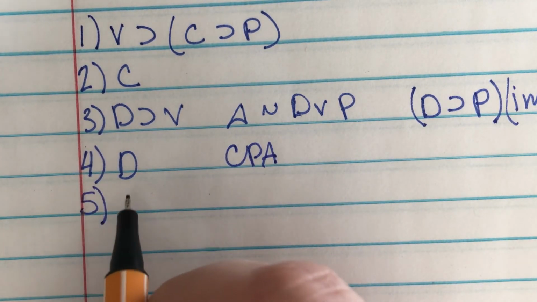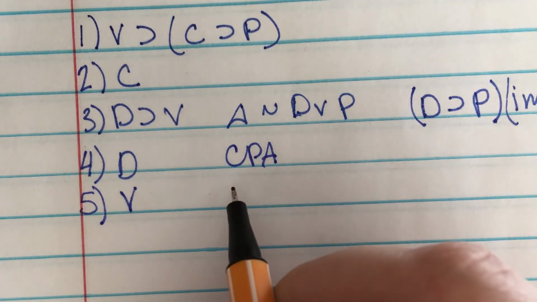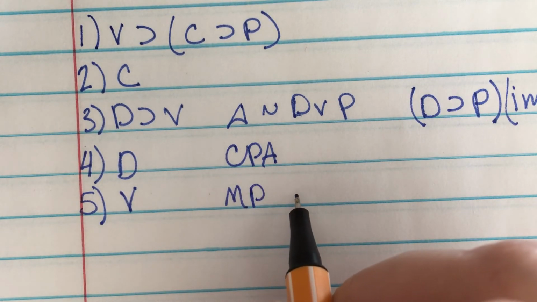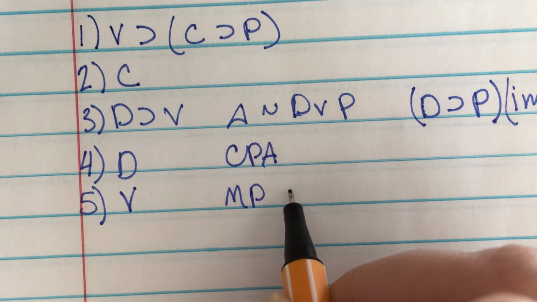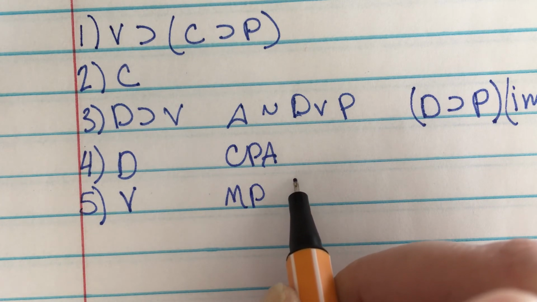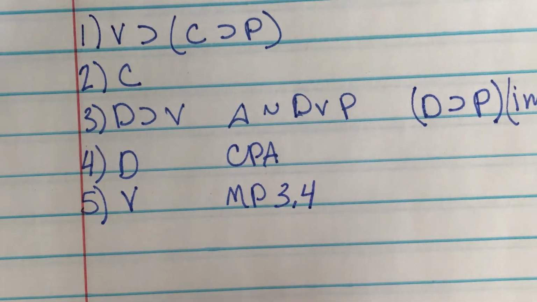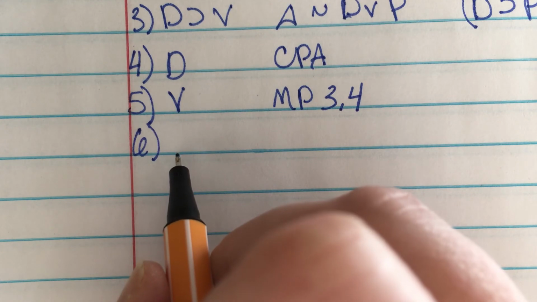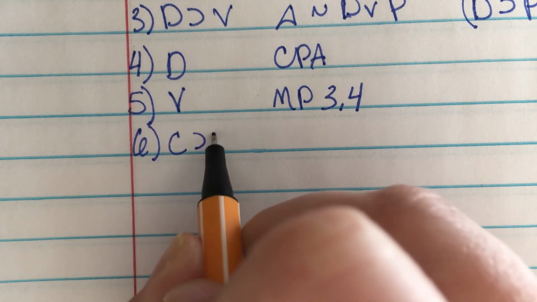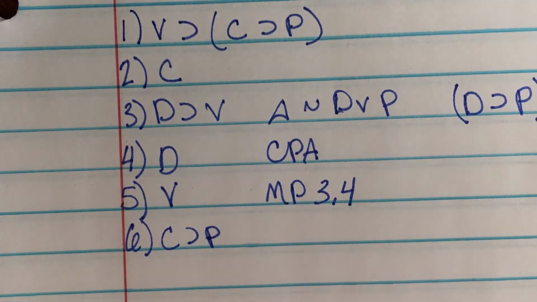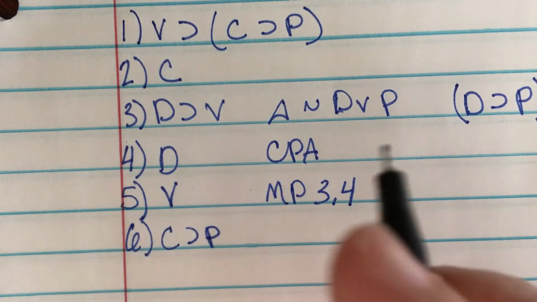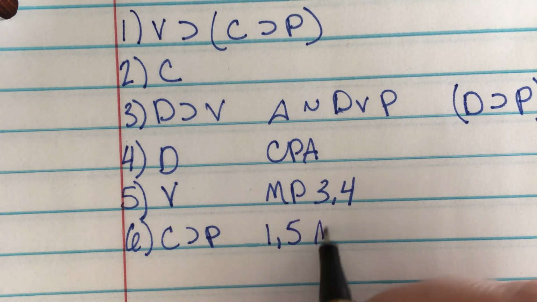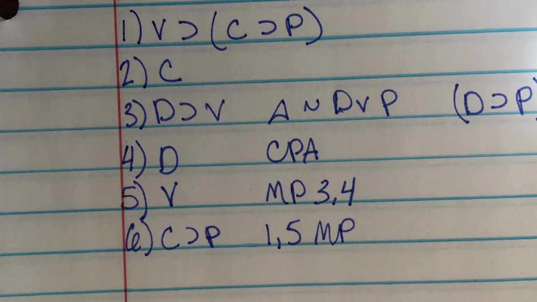And then what's almost always going to be my next step? V by modus ponens. I'm pulling an Ada Brooks here and not doing my lines first. Modus ponens should be 3, 4, right? Now, once I have V, I can use it to get if C then P, right? We got up here, if V, then if C, then P. I've got V. So that's going to be 1, 5 modus ponens, okay?